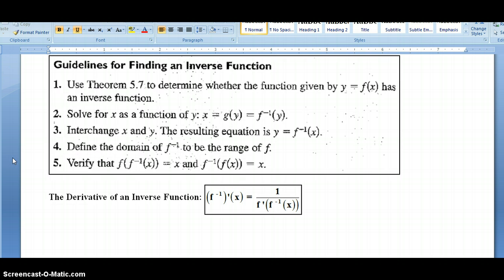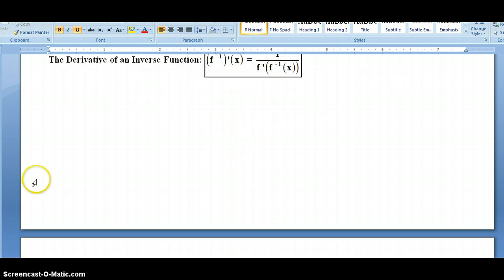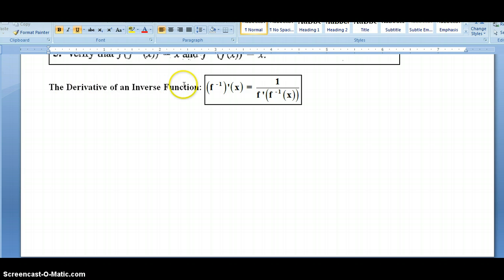Guidelines for finding an inverse. This is something that you did extensively in pre-calculus. It gives you the step-by-step, but essentially you switch x and y around and then solve for y, and once you do that, your new function is your inverse. We're not going to be doing that. Instead, we're going to focus on this rule right here, the derivative of an inverse function.